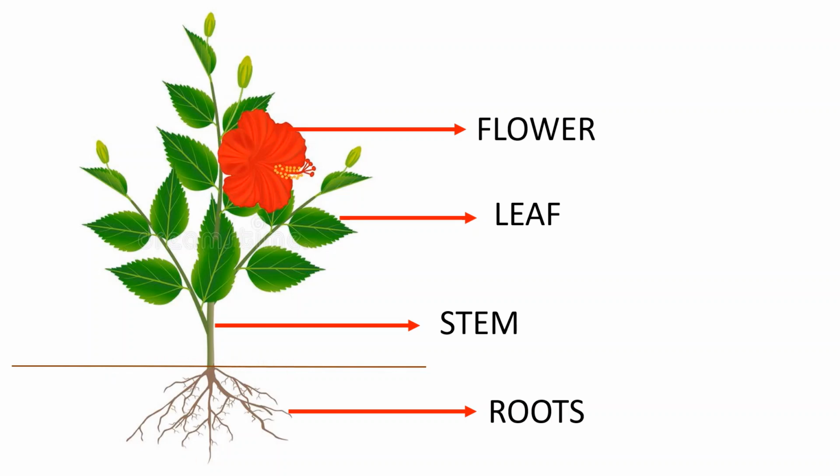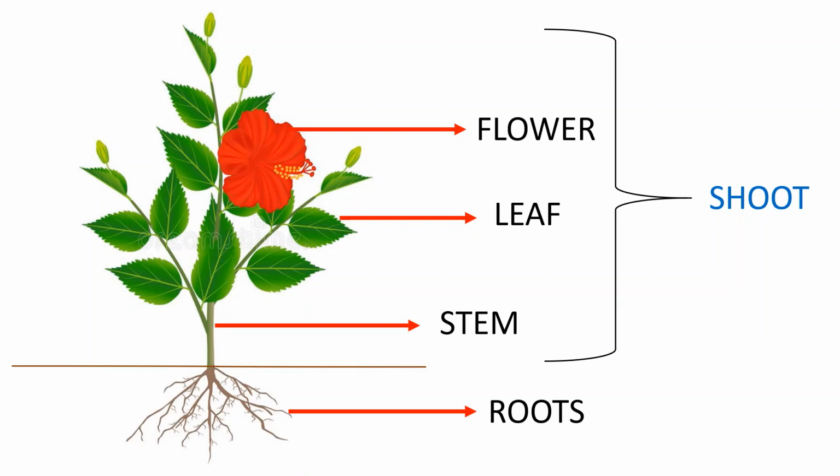The parts which grow above the ground are also called the shoot. And the shoot has different parts: stem, leaf, and flower. Now, the parts which grow below the ground are called the root. So, shoot and root are the two main parts of the plant.